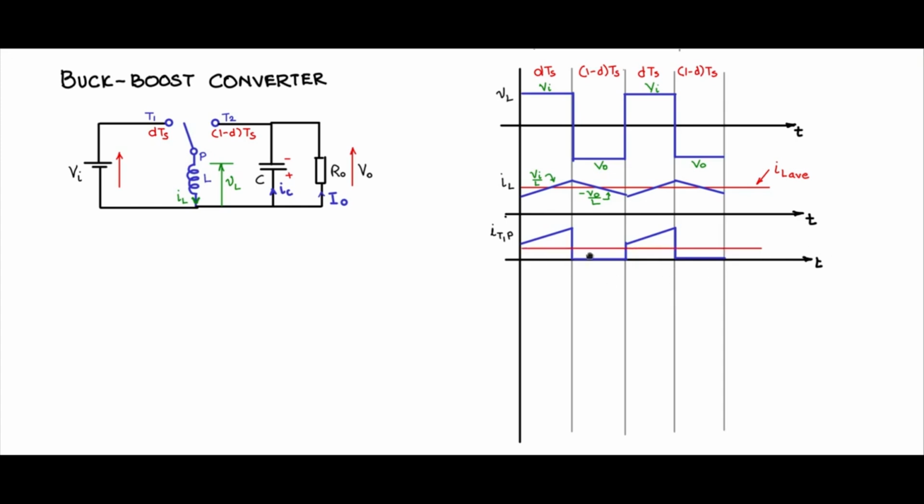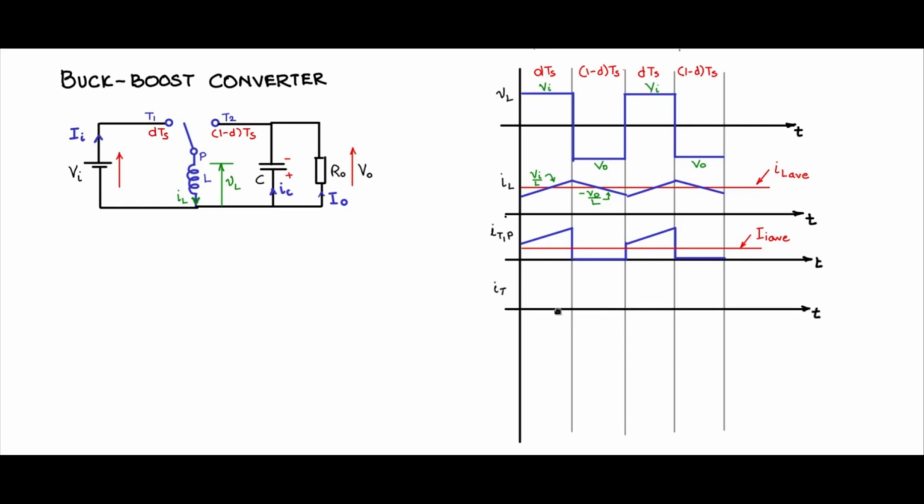Now this has an average. So this is the current, this I T1P is the current that is flowing here, and we'll call that one Ii. And Ii, the average Ii current, will be the average of this waveshape. So this average is Ii average, you can call it that.